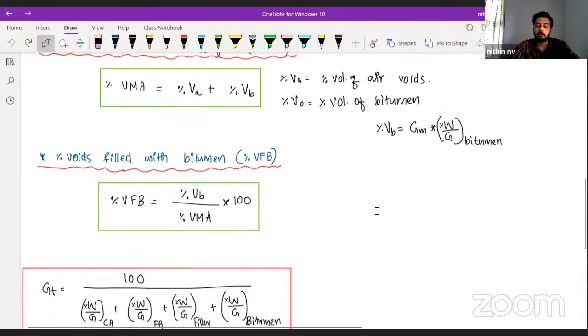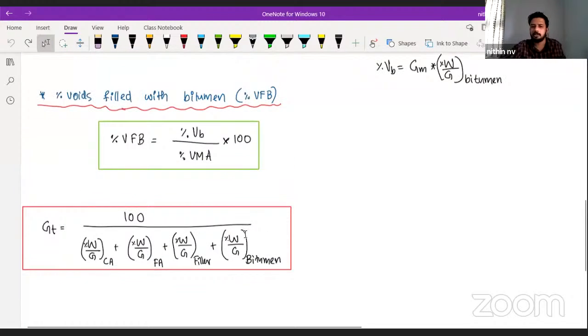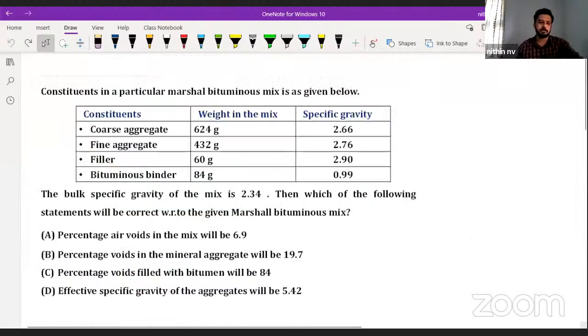Now I told you, in case they are not giving the value of GT, we can calculate it using an equation like this. All these equations we are going to use for this particular question. So just take down the data and try to calculate. If you have already studied, try to calculate how to calculate the percentage air voids.